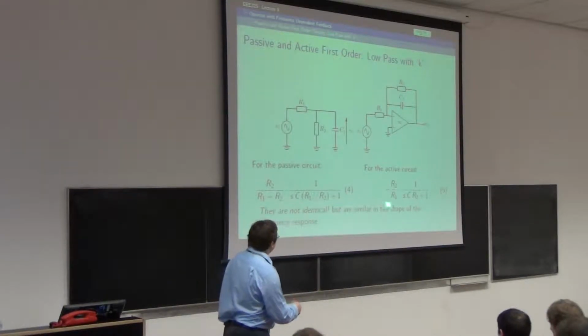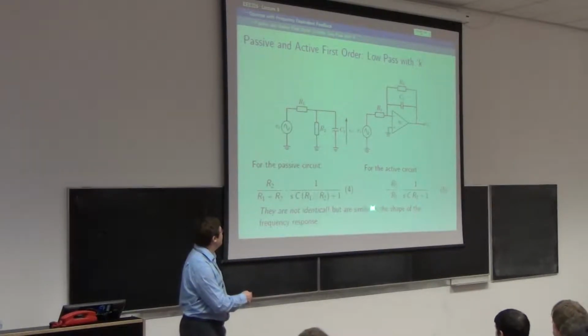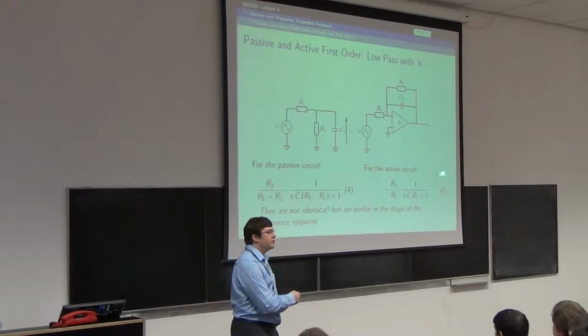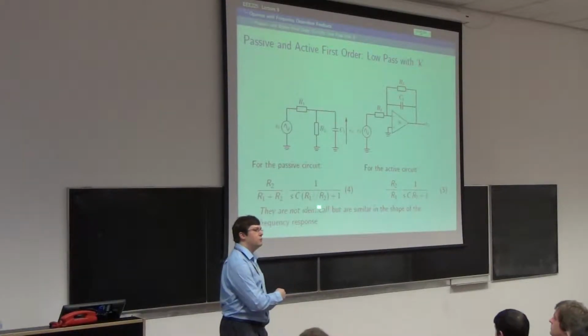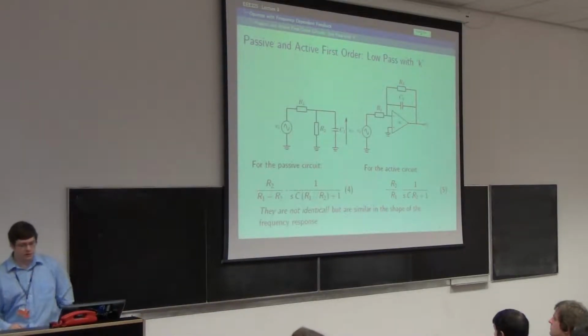So we would end up with this transfer function. This one is passive and this one is active, and the main difference is that this one you can have some gain which is more than 1. This one you can never have a gain which is more than 1. That's true of all active and passive circuits.